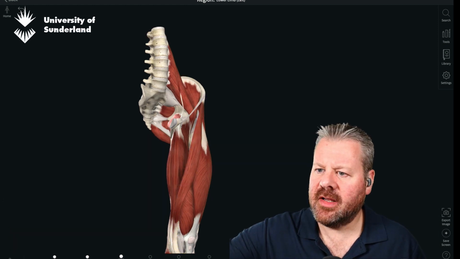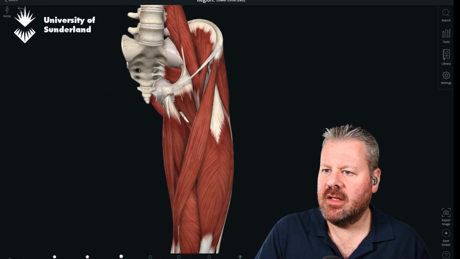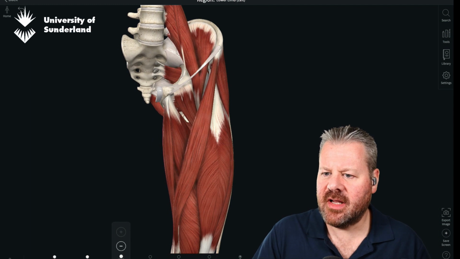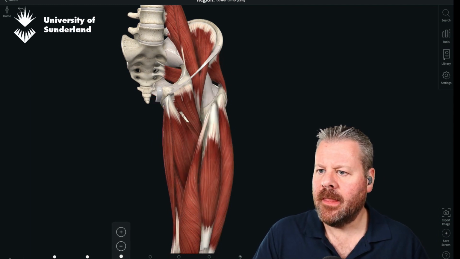Let's move in again a little bit closer, and we can now see the adductors. I'm just going to take a layer of muscle off here so we can focus on these a little bit more.